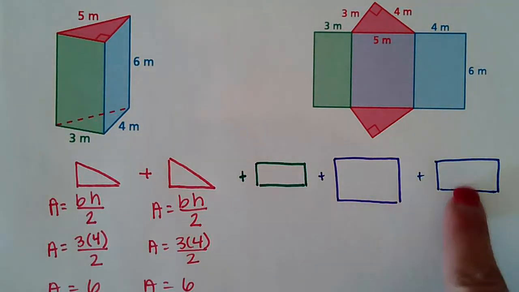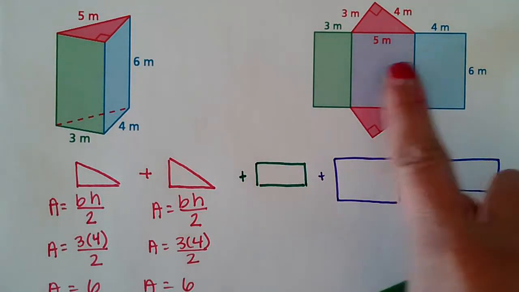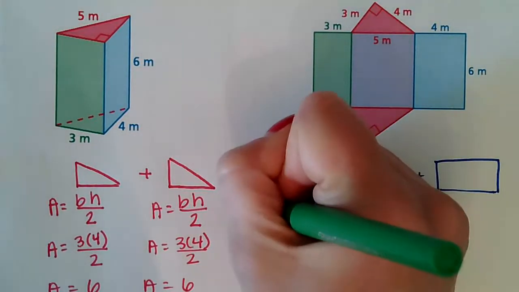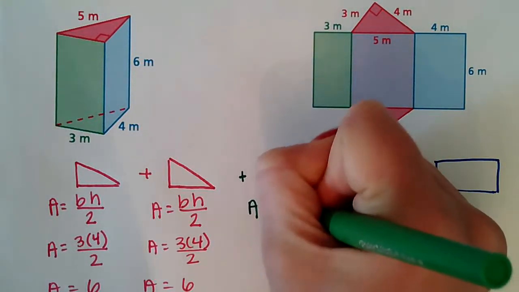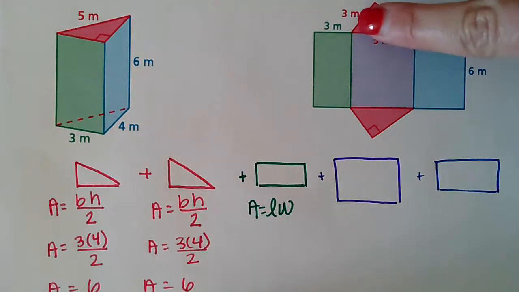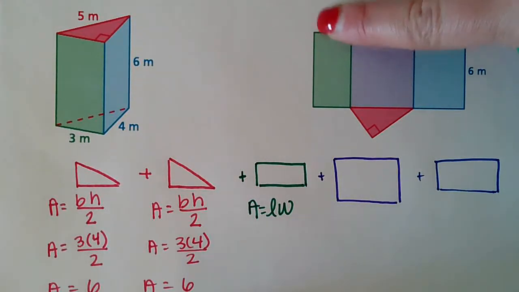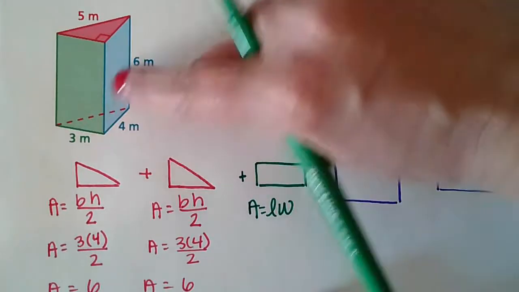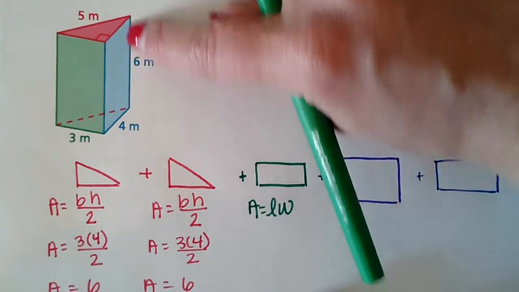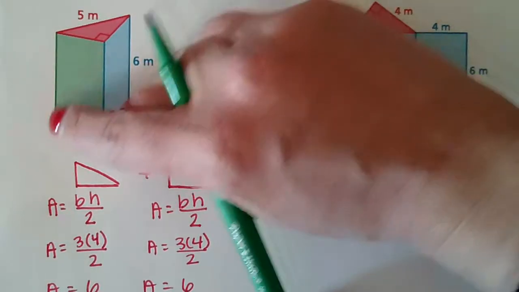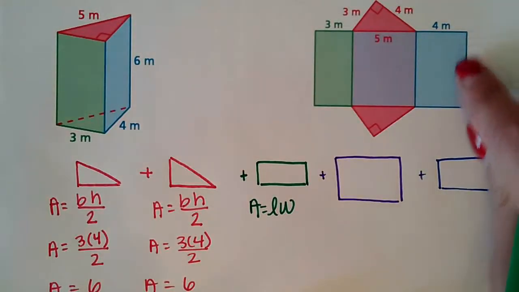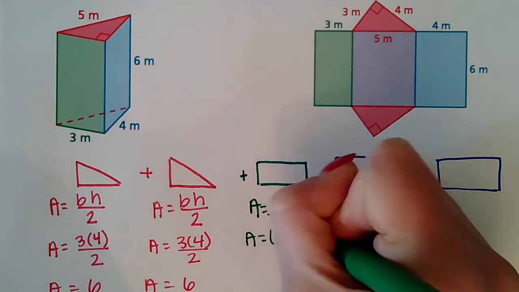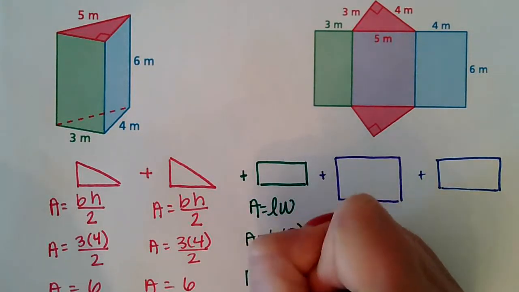I've got 3 rectangles, and I need to look at the dimensions for each one. They are not necessarily going to match and likely will not. Okay, so I do length times width. I look here. My width here is 3, and the height of all my rectangles will actually be the same because it should be the same distance to the base, okay? So this is going to be 6. 6 times 3, which equals 18.